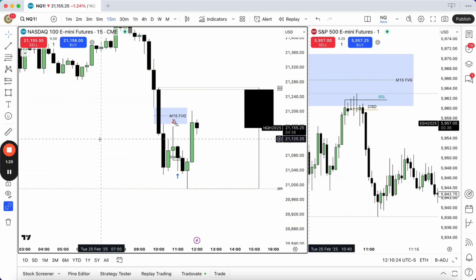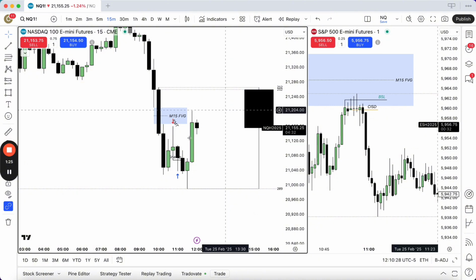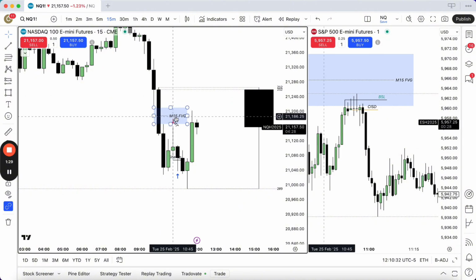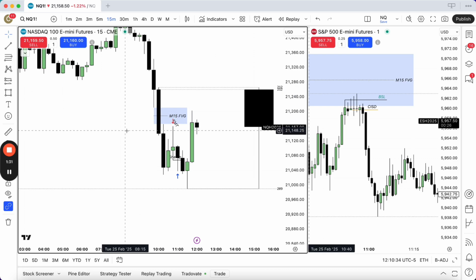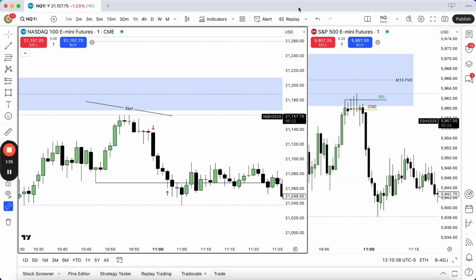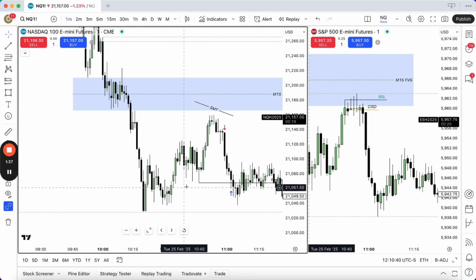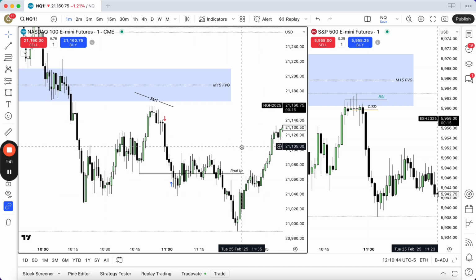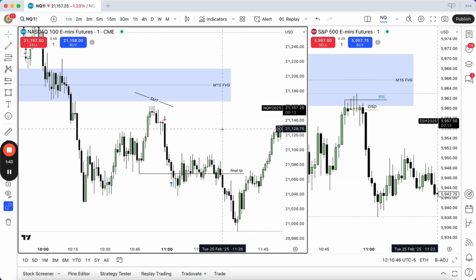Why am I executing on the 1 minute? Because this is a 15-minute fair value gap, okay? And on a 15-minute fair value gap, we drop down to the 1 minute to execute. If this was an hourly fair value gap, we'd drop down to a 5 minute. But if you know how I trade, you know that I'm looking for 3 confluences whenever I take a trade, right? I'm looking for a liquidity sweep, I'm looking for SMT with ES, and I'm looking for a change in state of delivery.